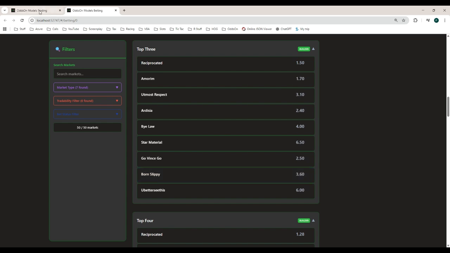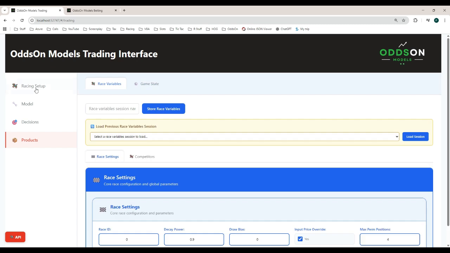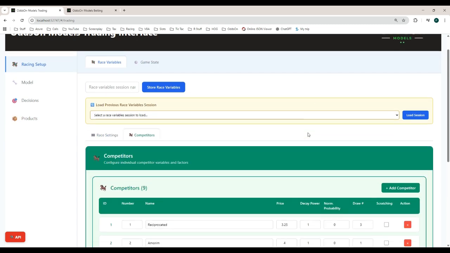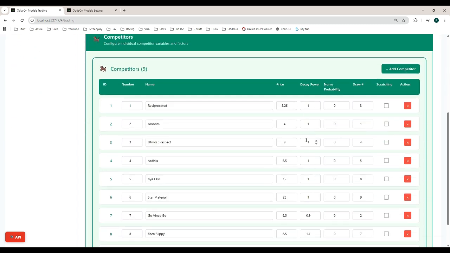So again, how these variables are controlled, there's different things we can do. So this decay power, it could be trader driven. We could be saying, well, look, we're getting a lot of bets on a certain horse to place or something. So we just want to make the place price a little less attractive.